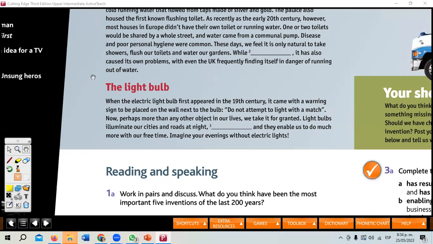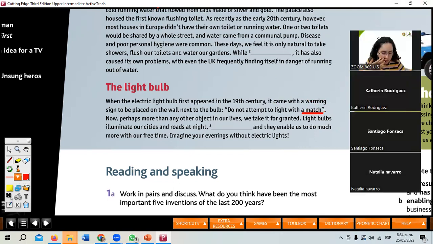Any words in this part, guys? Light with a match. What is this? To light with a match. Como encender un fósforo. Encender con un fósforo. Sí. So at the beginning, when they first appeared, it had a sign. Do not attempt to light with a match. No intente encenderlo con un fósforo, right?